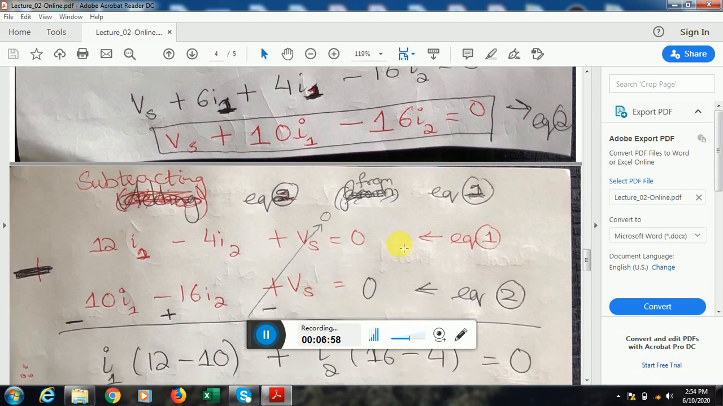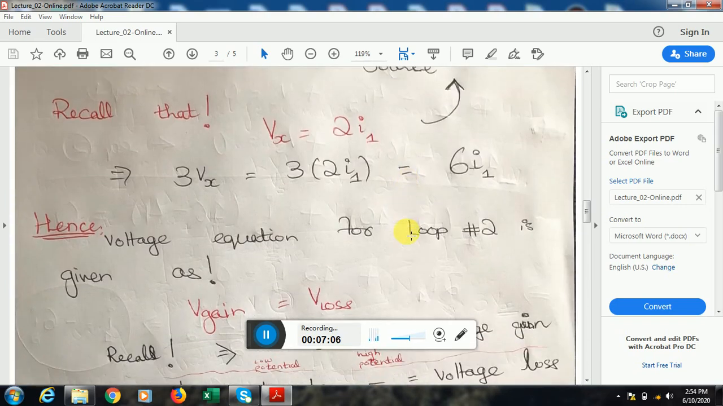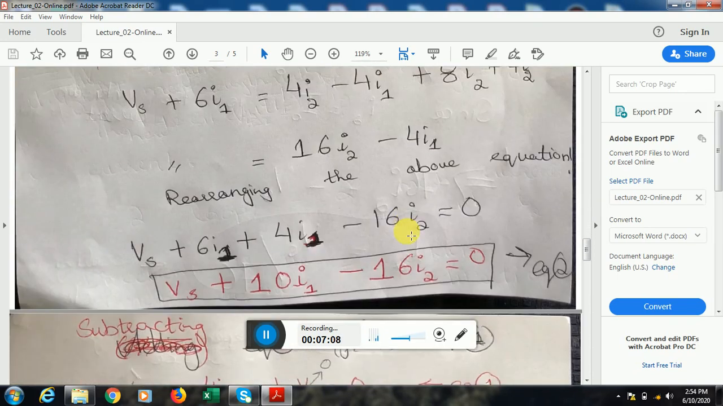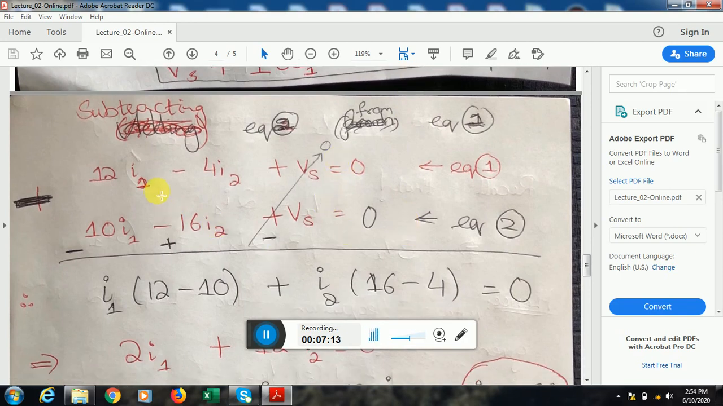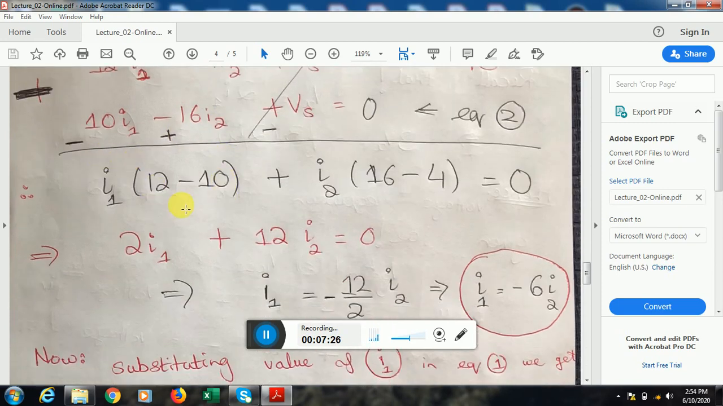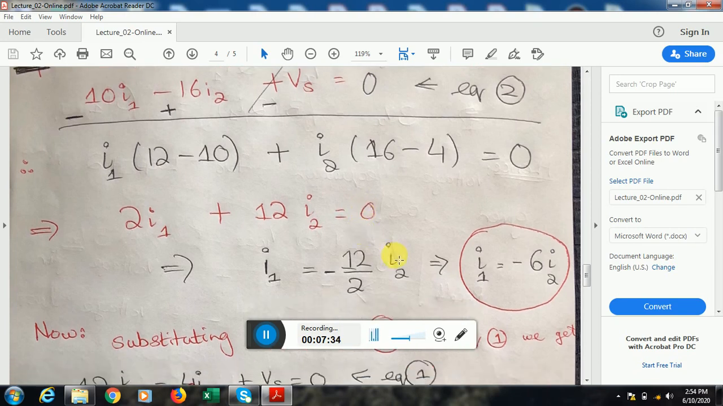I subtract loop equation 2 from equation 1, and Vs cancels out. I1 is 12. Now the sign of this is changed because I'm subtracting it, so it's 12 minus 10, and the sign of this is changed, 16 minus, because minus changes the sign of the term. I'll further simplify it. 12 minus 10 is 2I1, 16 minus 4 is 12I2, equal to 0. This is how I get a relationship between I1 and I2.